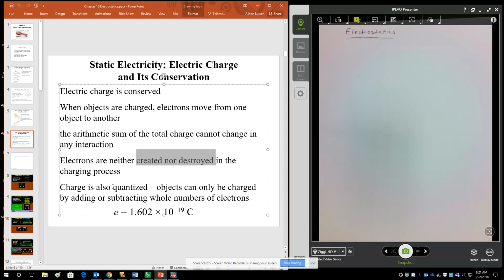We also like to say that charge is quantized. That sounds fancy, but that simply means that we can only charge objects by adding or subtracting whole numbers of electrons. We're never charging objects with less than a single electron.